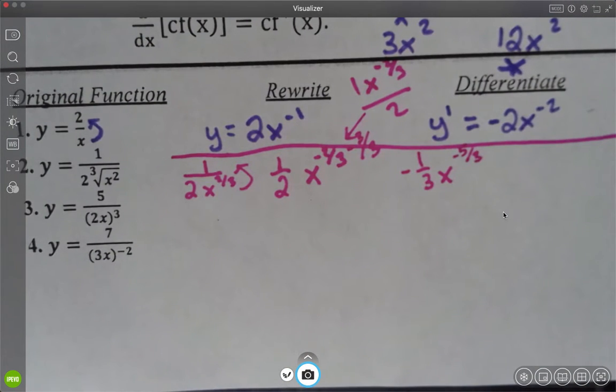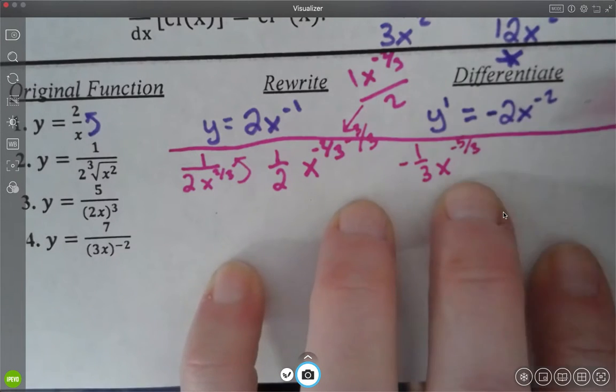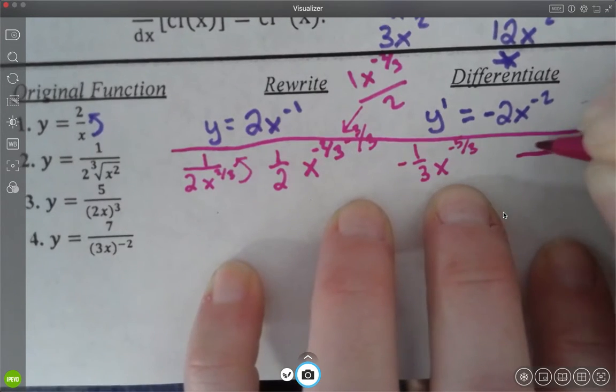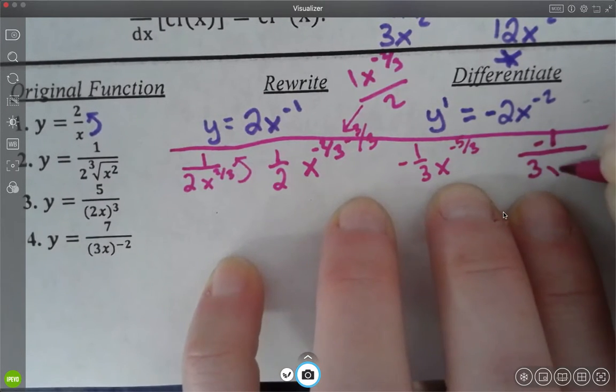All right, now let's fix him. Let's simplify him. Let's move him back down. So if we move him back down, negative 1, 3x to the 5/3.